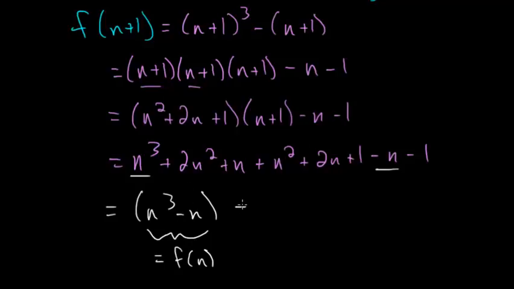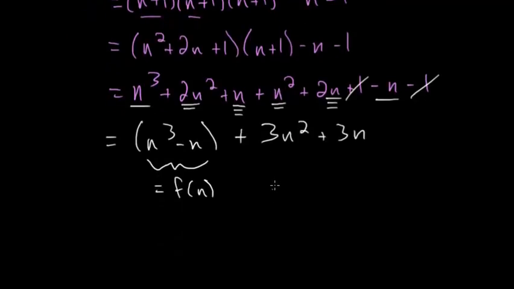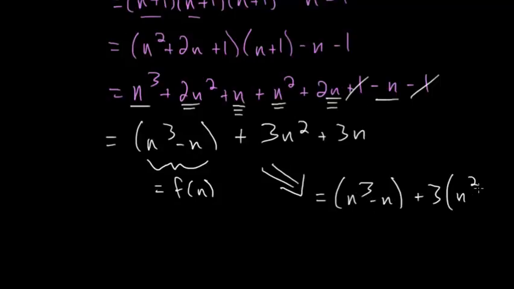And then we can add this 2n squared plus n squared, which is 3n squared. And then we have an n and a 2n, which makes plus 3n. And then we have plus 1 minus 1, so these each cancel out. And we're left with n cubed minus n plus 3 times n squared plus n, since we can just factor a 3 out from each of these.